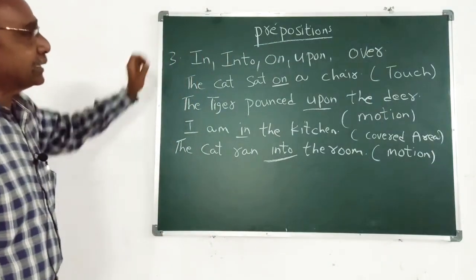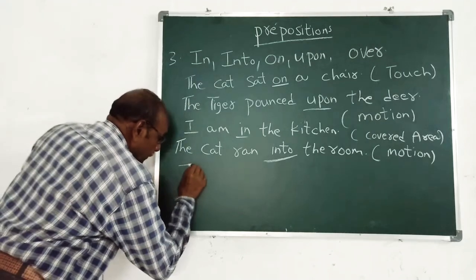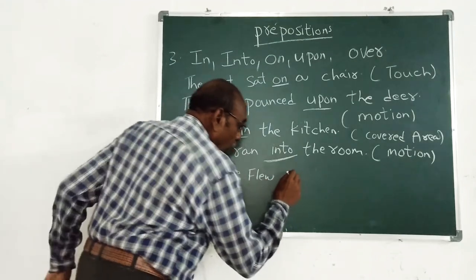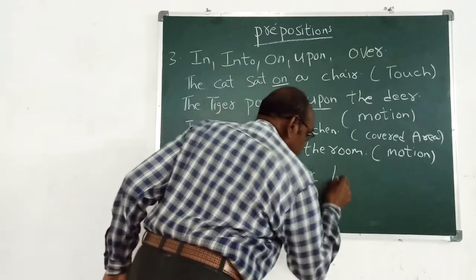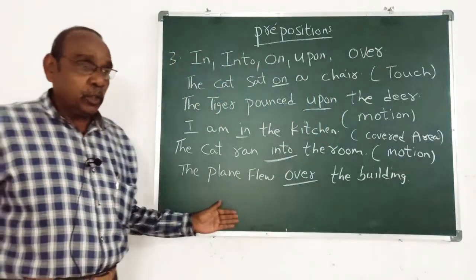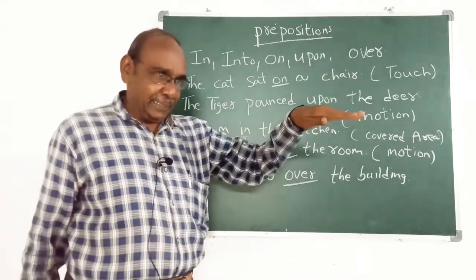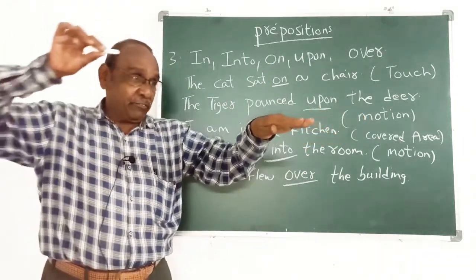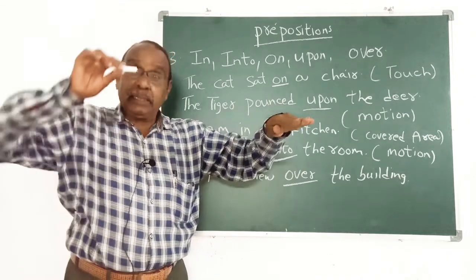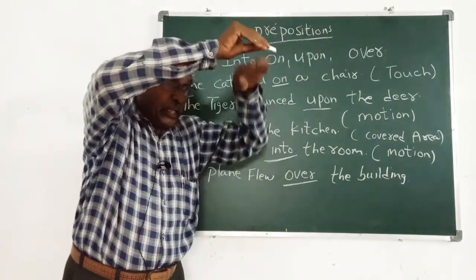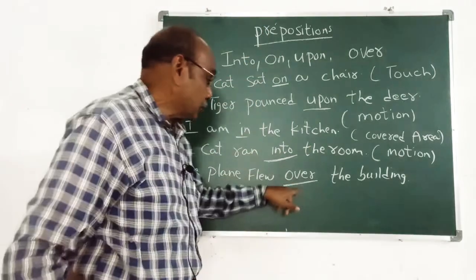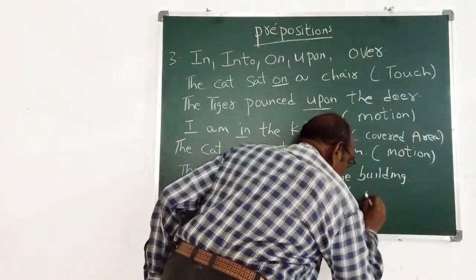Okay. Now, in this section, let us take the last one, over. The plane flew over the building. Observe carefully. The plane flew over the building. What meaning are you getting? No touch. On is touch; this is no touch. So over is used for no touch.